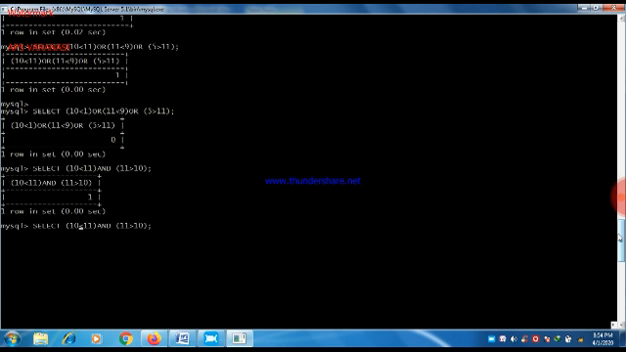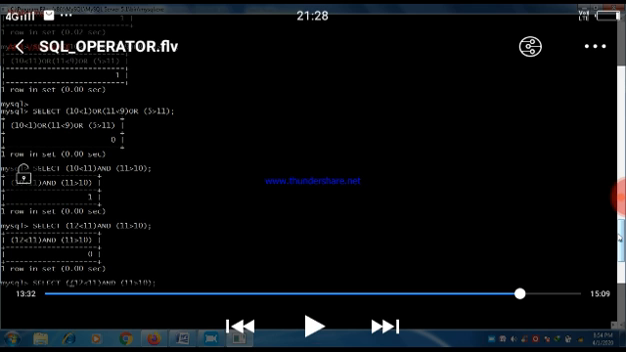Use parentheses to enclose the whole condition. The answer is 0. Let us take another example: 12 is less than 11 and 11 is greater than 10. 12 is less than 11 is false, and 11 is greater than 10 is true.